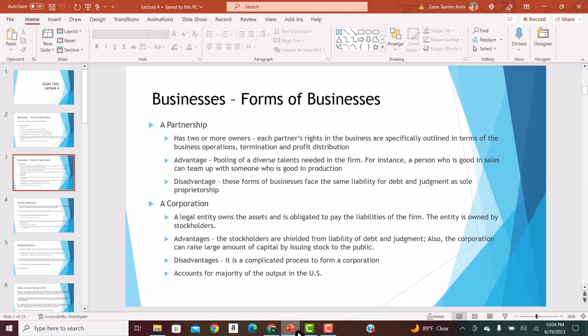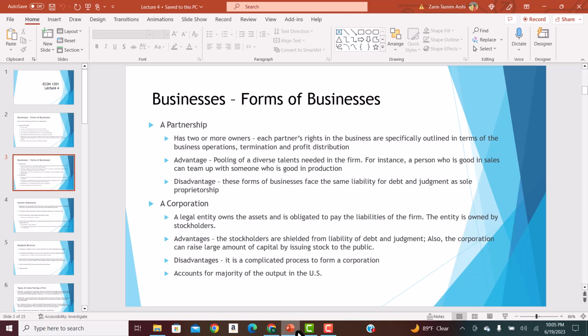Also, the corporation can raise a large amount of capital because a lot of people can invest in this type of business, and they usually do that by issuing stocks to the public, which gives a return to the public as well, right? Now, a disadvantage of this type of business organization is that it's very difficult to organize, and it's often a very complicated process. You probably will have to hire attorneys or CPAs to form a corporation because it's very complicated.